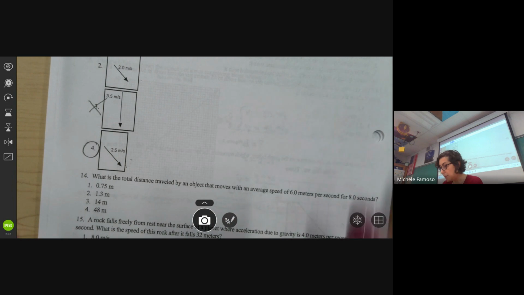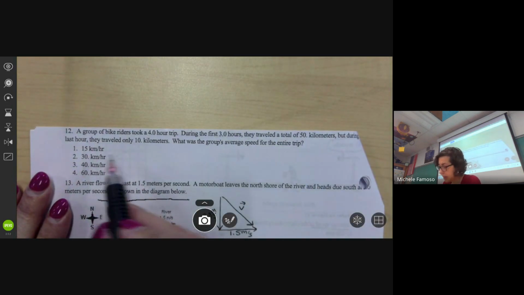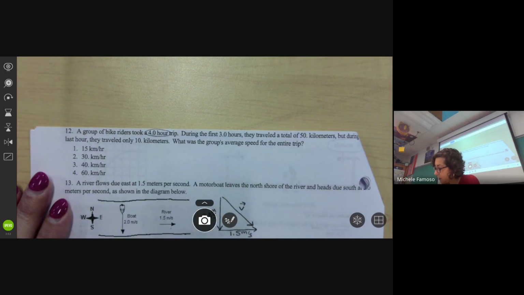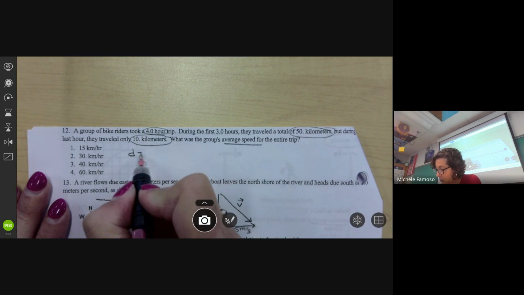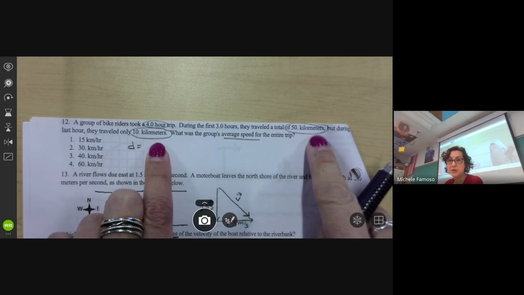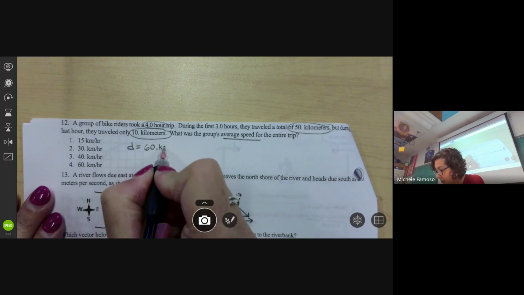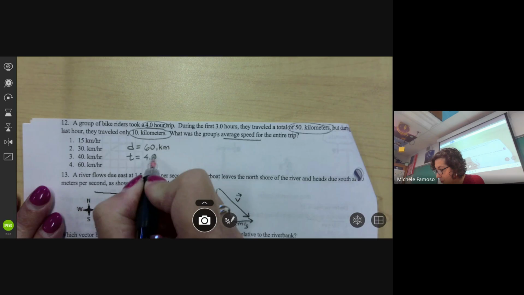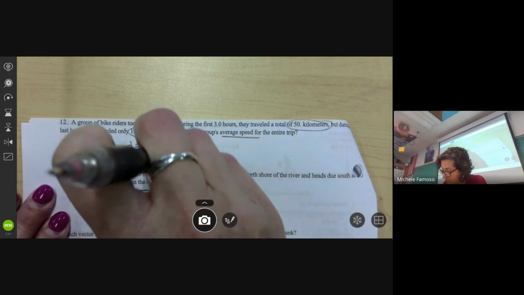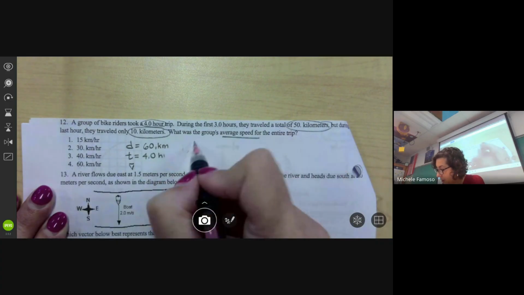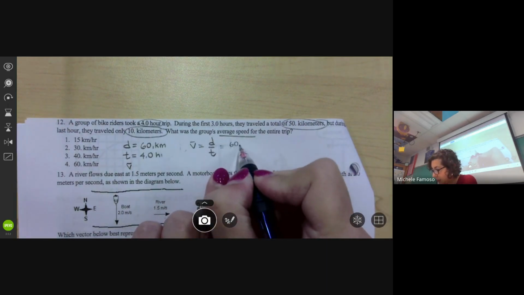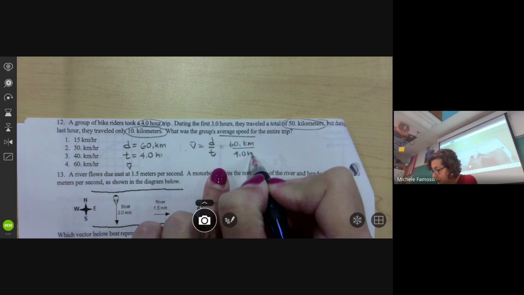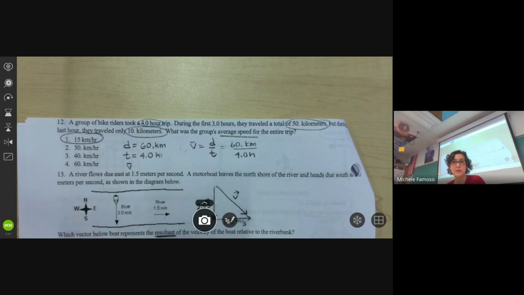Number 12. A group of bike riders takes a 4-hour trip. During the first 3 hours, they travel 50 kilometers. In the last hour, only 10 kilometers. What's the average speed? So what I can tell from this is that the total distance traveled is 60 kilometers, and the total time of the trip is 4.0 hours. I'm looking for the average speed, which is V bar. To get the average speed, we take the total distance and divide by the time. So that's 60 kilometers in 4.0 hours. 60 divided by 4 is 15, choice number 1. Anything else through 20?